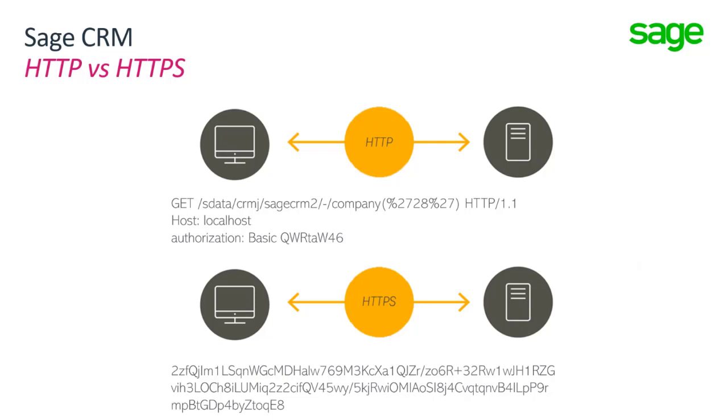HTTPS, rather, does this by encrypting it. So as the data moves between the client and the Sage CRM server, it is properly encrypted so that anyone listening in on the conversation can't read anything that is passed.